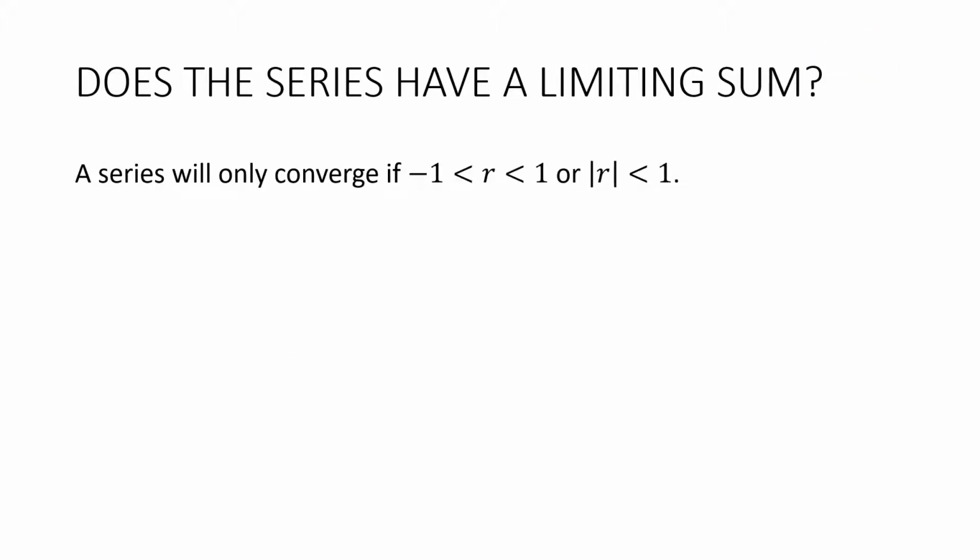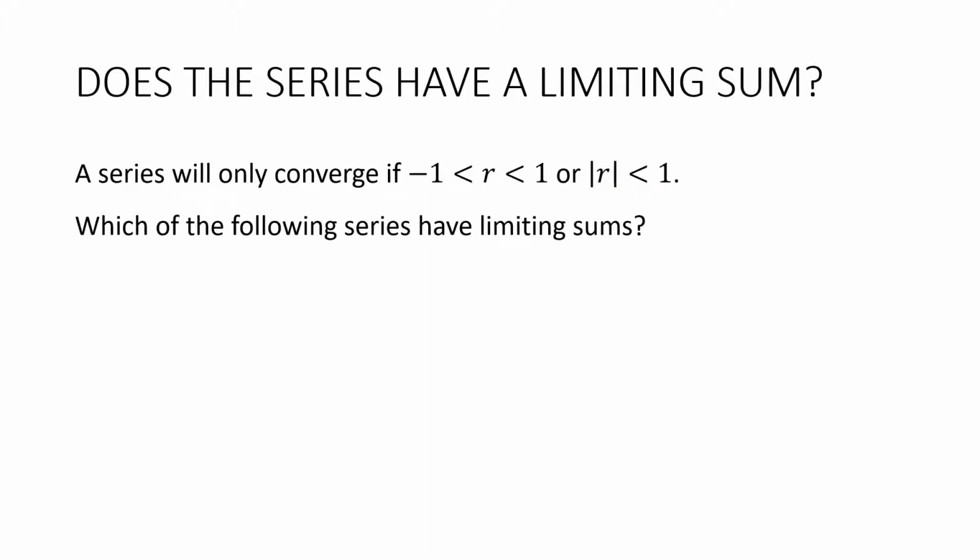So I just want to reinforce this. A series will only converge and have a limiting sum if r lies between -1 and 1. Another way of writing that is like this. So absolute value of r is less than 1. So which of the following series have limiting sums? 1 plus 2 plus 4 plus 8. This has been multiplied by 2 each time. So r is 2. So that's greater than 1, so no.